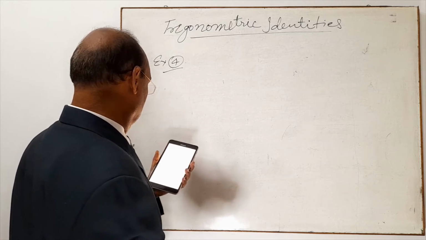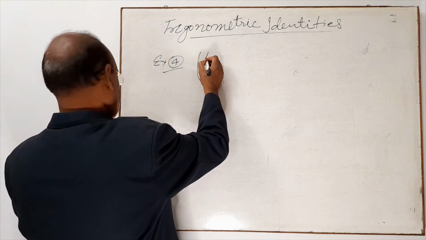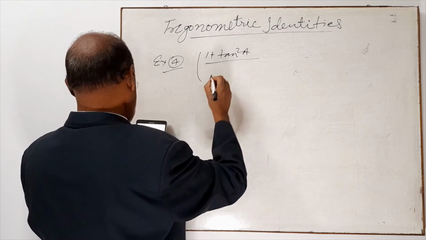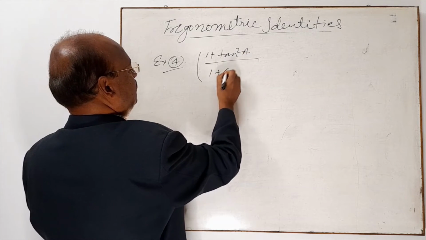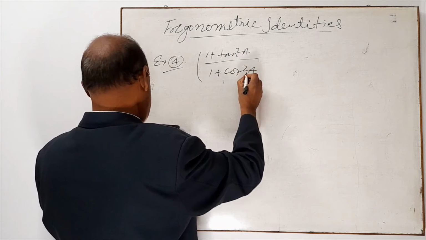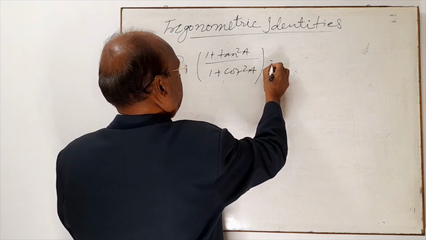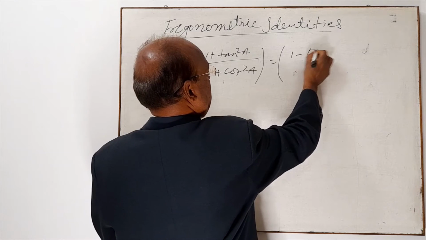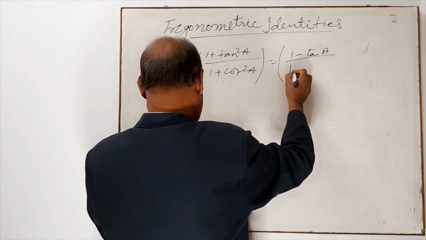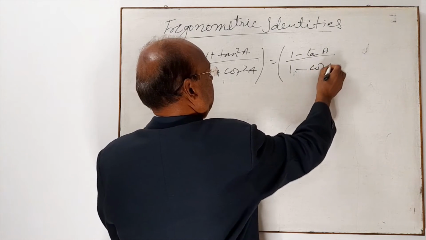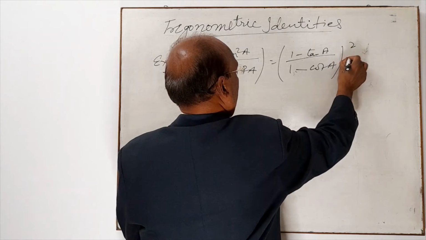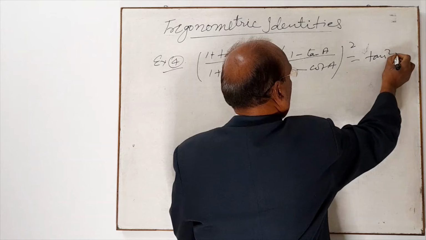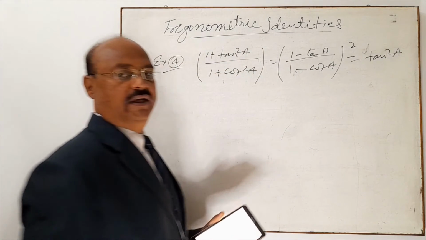Fourth question. Here (1 + tan²A)/(1 + cot²A) is equal to ((1 − tan A)/(1 − cot A))², and this is equal to tan²A.